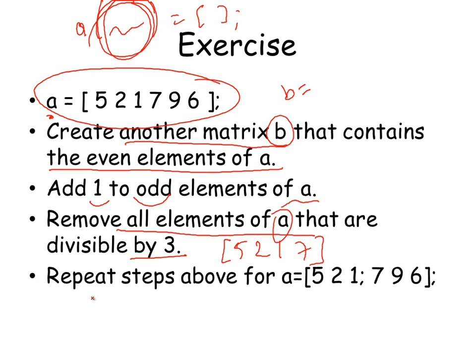The last question is asking us to repeat the step when A is a 2 by 3 matrix. So nothing will change. All of the expressions will be the same, because of the way that the mod operator works and the logical indexing works, you don't really need to change anything, except there are some differences in the removal question.